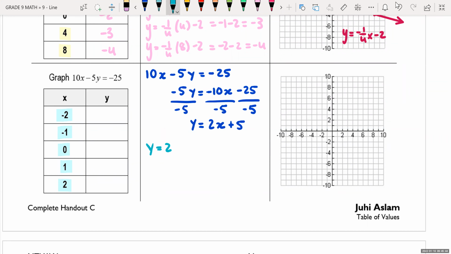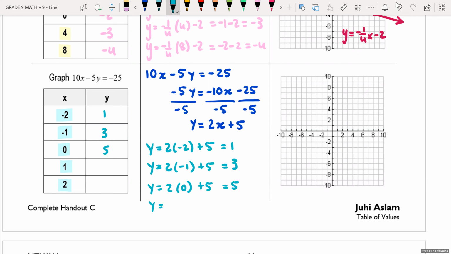So y is equal to 2 times -2 plus 5, which will just be -4 plus 5, which will give me a 1. The next one is y is equal to 2 times -1 plus 5, which will be -2 plus 5, which is going to be a 3. Y is equal to 2 times 0 plus 5, which will just be a 5. You guys can probably see the trend now. This will be a 7. And the last one will be, Shams, you got it right. It would be a 9.